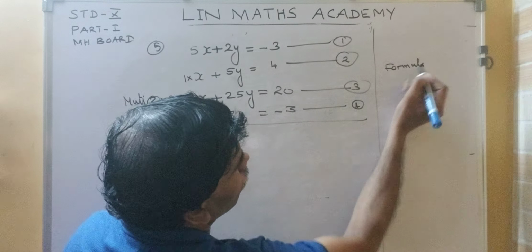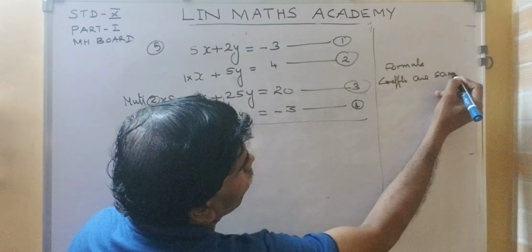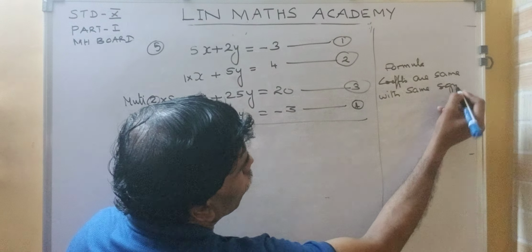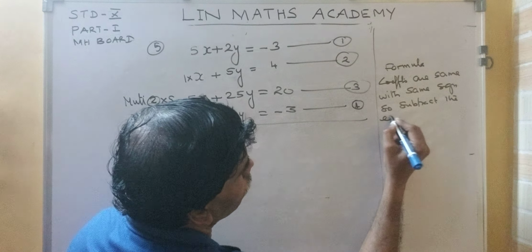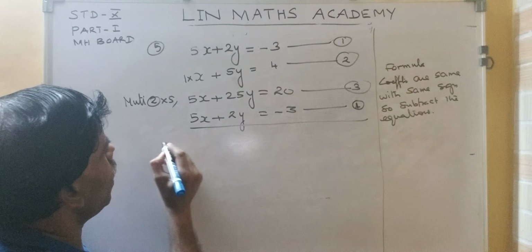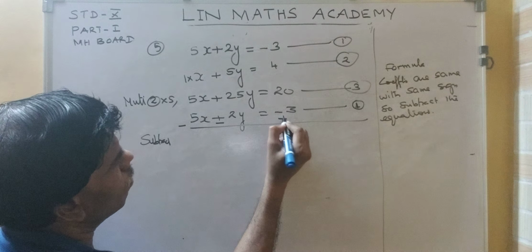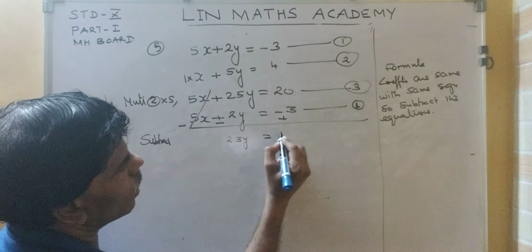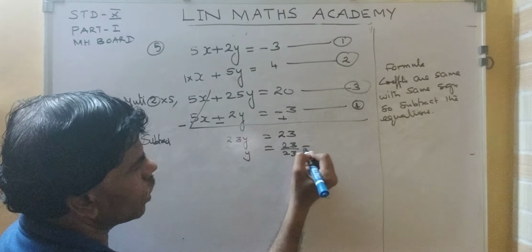Formula: coefficients are same with same sign. So, subtract the equations. Okay? Subtract. So, you will change the sign as usual, plus. So, it will get cancelled. 23y equal to 23. So, y equal to 23 upon 23, which gives 1.